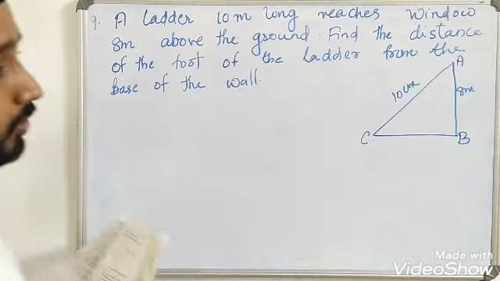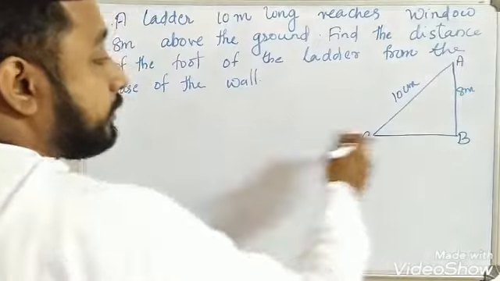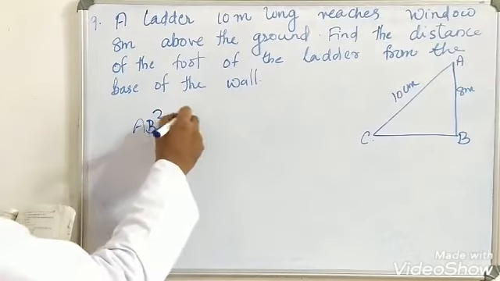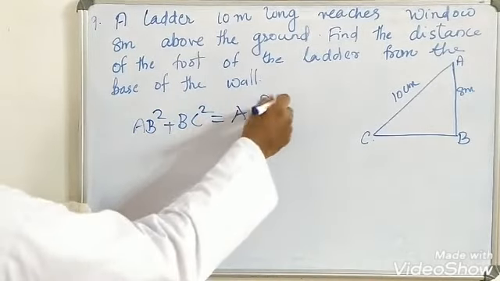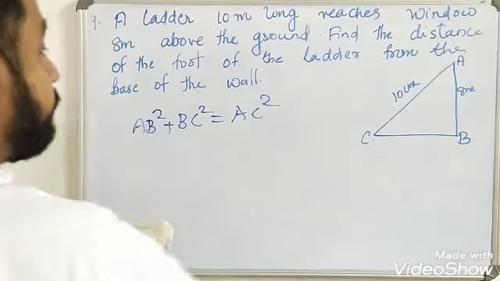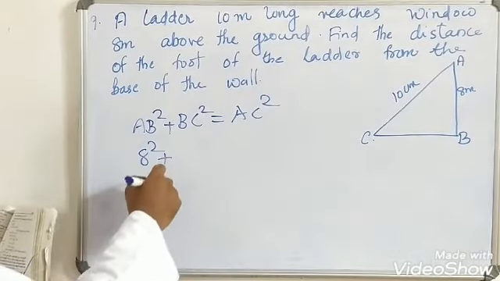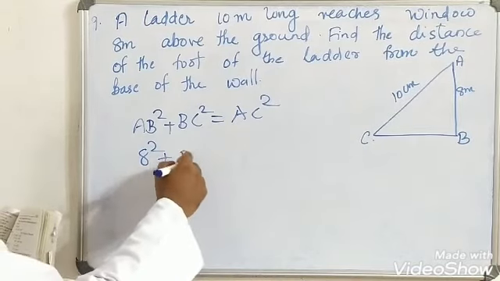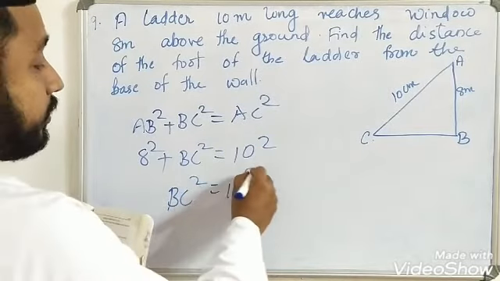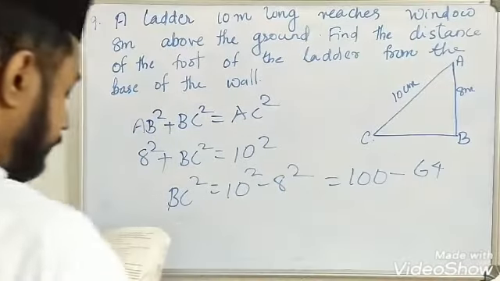So we know this is the hypotenuse, this is the altitude, this is the base. So we can apply the Pythagoras theorem. We have AB square plus BC square equal to AC square. Using this, we can easily find the distance between the foot of the ladder and the base of the wall. That is AB square plus BC square equals AC square. BC square we have to find out. AC square is 10 square. Therefore BC square is equal to 10 square minus 8 square, which is 100 minus 64.